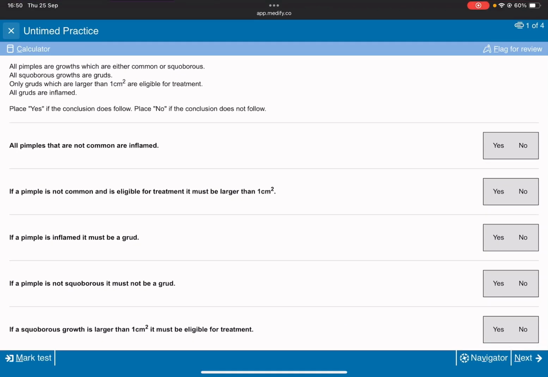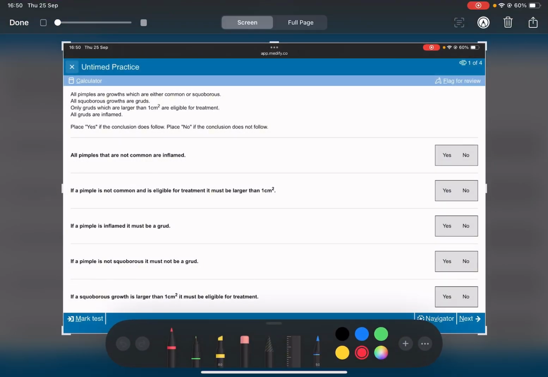Okay, so take a screenshot. All pimples are growths. All pimples are growths which are either common or squaborous. All squaborous growths are gruds. Only gruds which are larger than 1 cm are eligible for treatment. So only larger than 1 cm squared. All gruds are also inflamed.